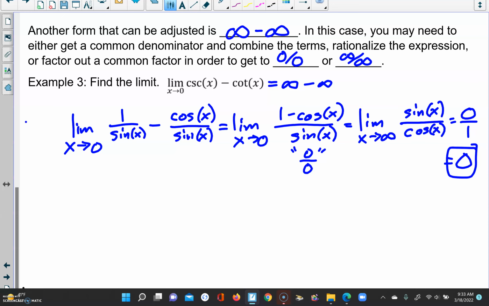Part 2 of L'Hopital's rule and indeterminate forms, and we left off with this infinity minus infinity indeterminate form. In this particular case, with the trig functions, very classic thing, you convert them over to the sine and cosine counterparts and then combine them together, and we were able to make a fraction out of that. 0 over 0, indeterminate form, use L'Hopital's, and we got to an answer of 0.